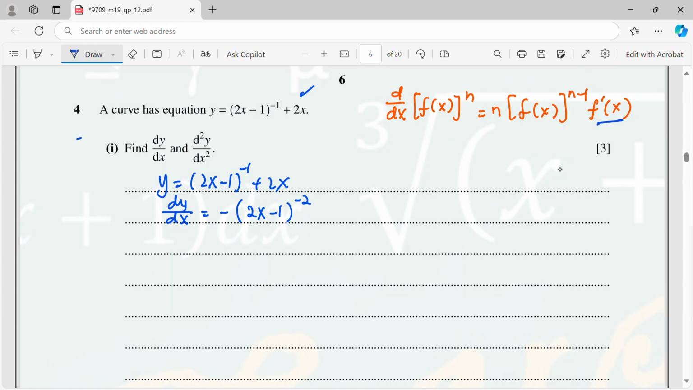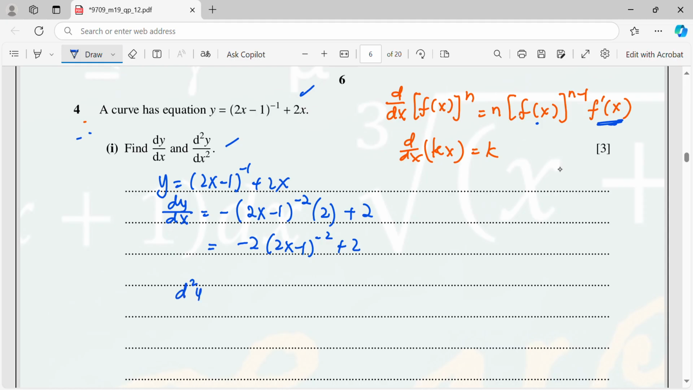And don't forget, you need to differentiate the function inside the bracket, which means when you differentiate 2x minus 1, that is 2. Now, for the second term, when you differentiate 2x, so differentiate kx with respect to x, that is going to be just k. So therefore, I will be getting plus 2. Then from here, when I rewrite, I will just get minus 2 (2x minus 1) to the power of negative 2, plus 2. You may leave your answer in this form because we need to get the second derivative.